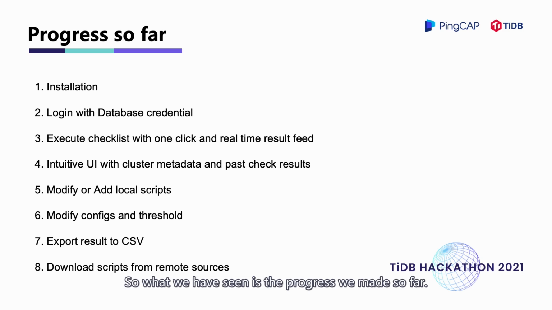So, what we have seen is the progress we made so far. We started by doing the installation, logging in with database credentials, executing the checklist with one click, and getting a real-time result feed. We built an intuitive UI with cluster metadata and past check results. We added the ability to modify or add local scripts, modify configs or change thresholds, and export results to CSVs. We also saw how we can download scripts from remote sources easily.